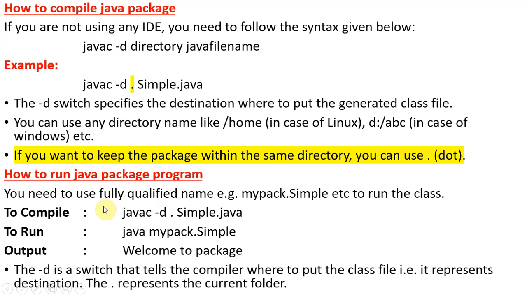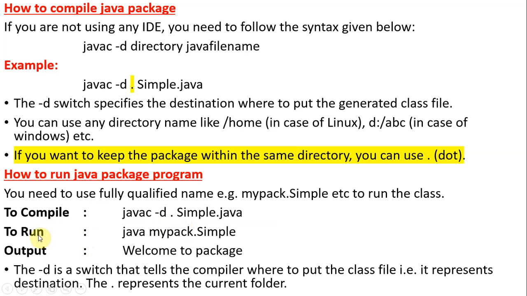And how to run a Java package? This is the way you can compile, and this is the way to run. The javac compiler is for compiling the program. Compilation of a Java program and of a package are similar, except for this minus D. Minus D means to put the class file at the destination. If you don't want any particular destination, just keep the dot, that's all. So this minus D and dot is added extra compared to normal program compilation.